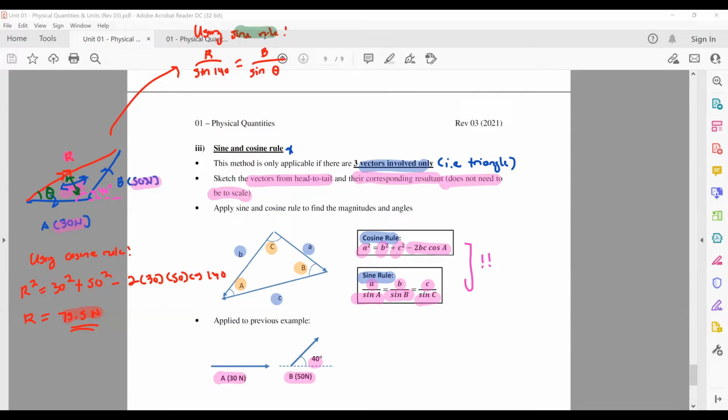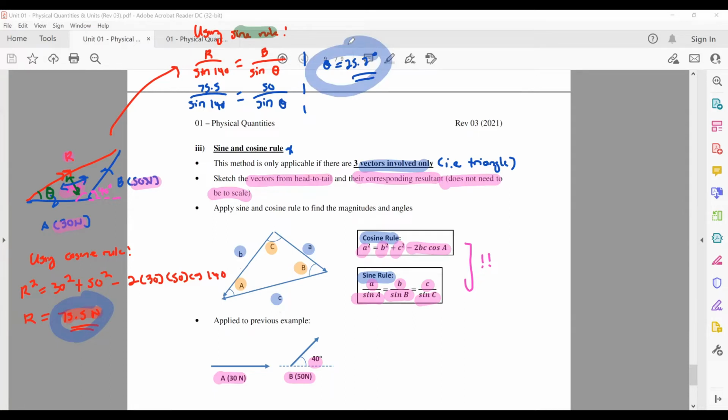So I know what the value of R is. It is 75.5 over sine 140. And then B was 50 over sine theta. Once you solve and find out what theta is, theta would actually be equal to 25.2 degrees. Okay, so you would have your magnitude and your angle now, which gives you your direction.